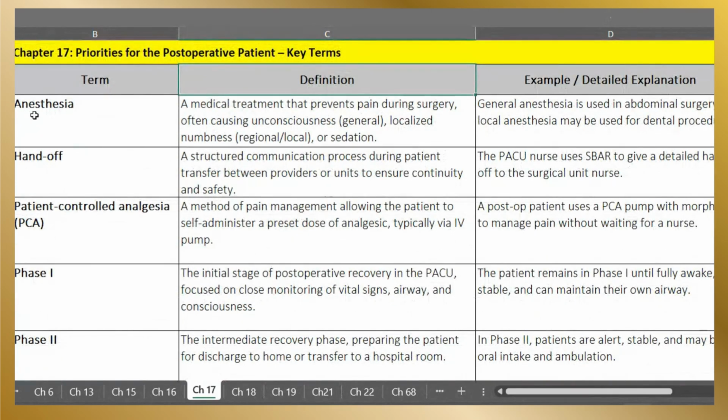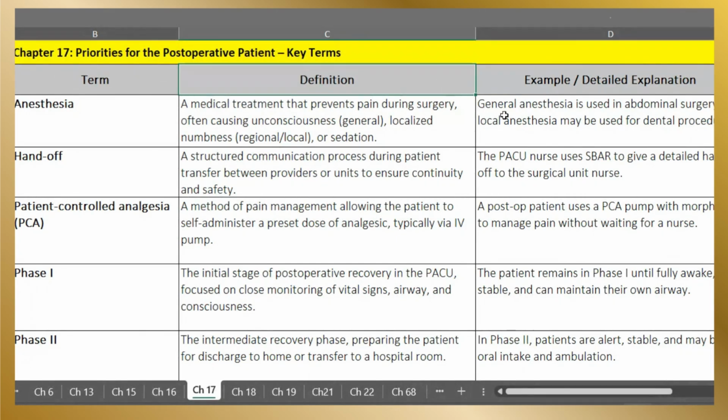So the first is anesthesia. We've been talking about this for the past 2 chapters. It's a medical treatment that prevents pain during surgery, often causing unconsciousness for general, and localized numbness for regional, local, or sedation. So we've been talking in chapters 15 and 16 about the intra-operative period.